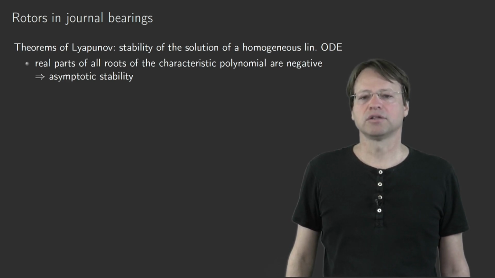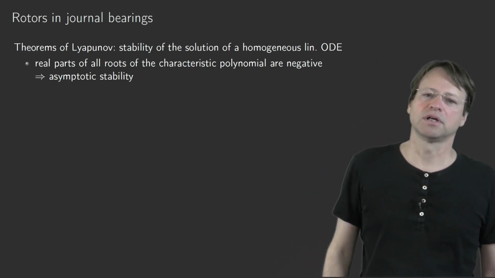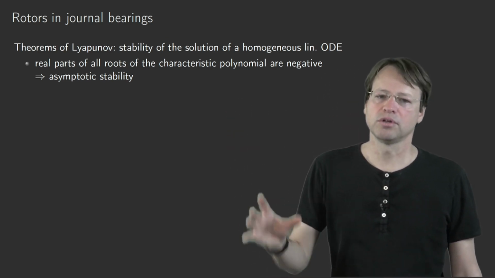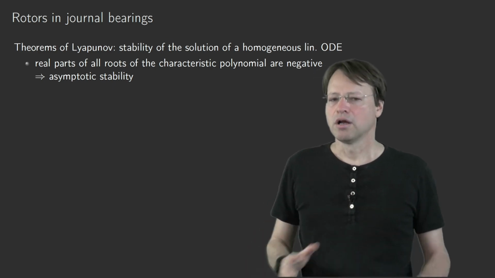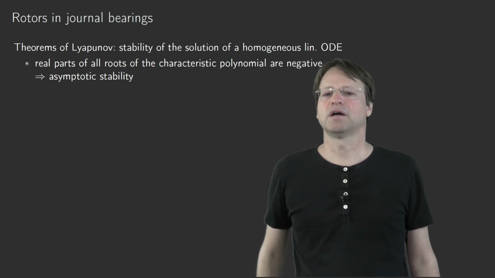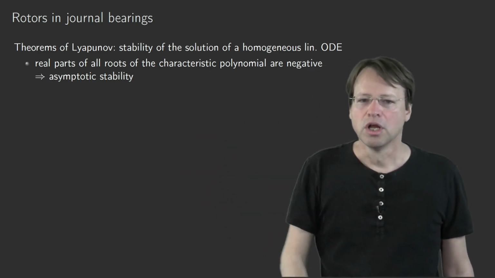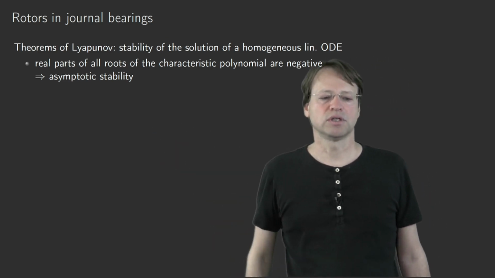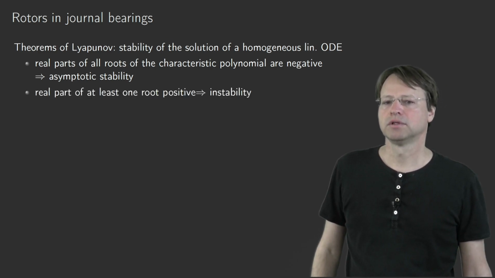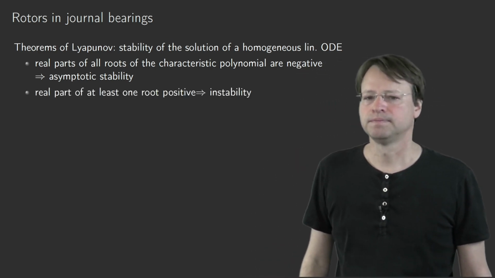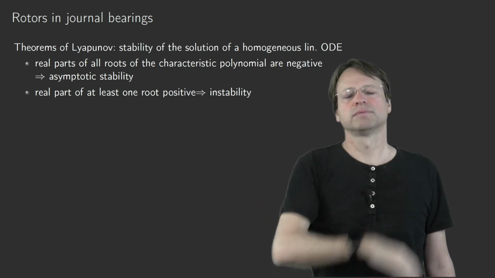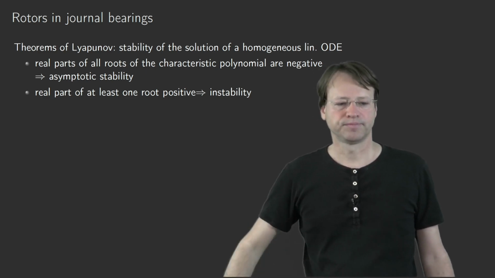So this is the first part of the theorems of Lyapunov. If all the real parts of all roots of the characteristic polynomial are negative, so you make this exponential setting, you compute the roots of the characteristic polynomial, you know that these exponential terms then compose the general solution of the ordinary differential equation, and if all the real parts are negative, then these perturbations converge to 0, so we have asymptotic stability. But if there's at least one root with a positive real part, then already we have instability, because that contribution grows and becomes infinitely large.